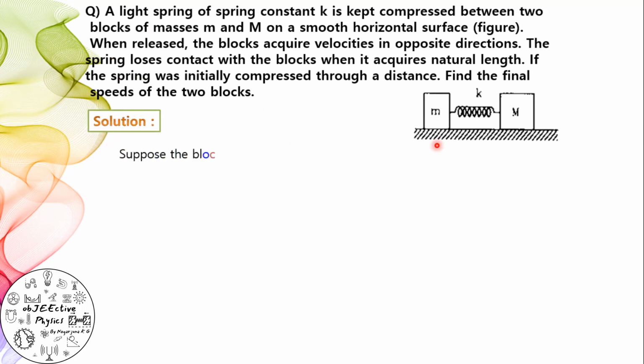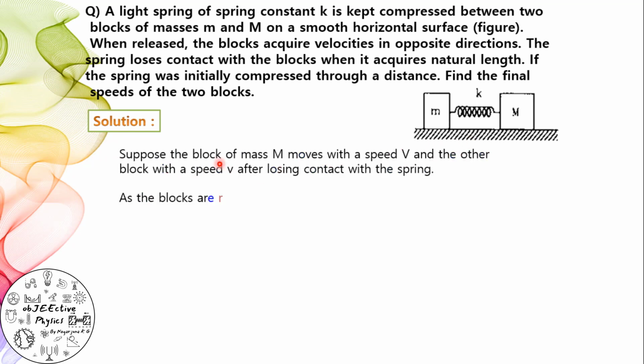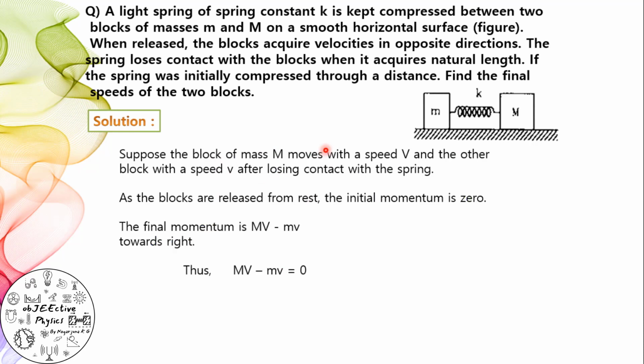See in the diagram, let us suppose that the block of mass capital M moves with a speed capital V and the other block with a speed small v after losing contact with the spring. As the blocks are released from rest, the initial momentum is 0 because both the blocks as well as the spring are initially at rest, so that initial momentum is equal to 0.